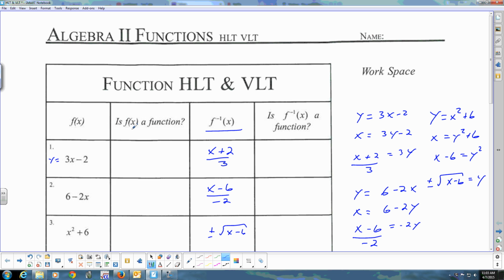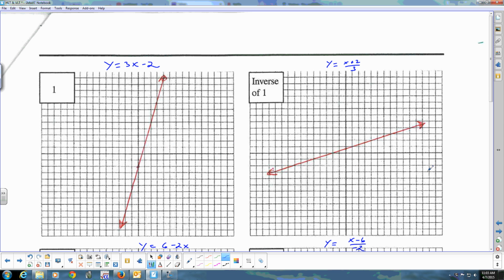Now, before we talk about whether they are functions or not a function, the original or its inverse, you guys need to go ahead and graph them. So those are on the next pages. Stick all this in your graphing calculator, one at a time, graph them, and you should get these equations.